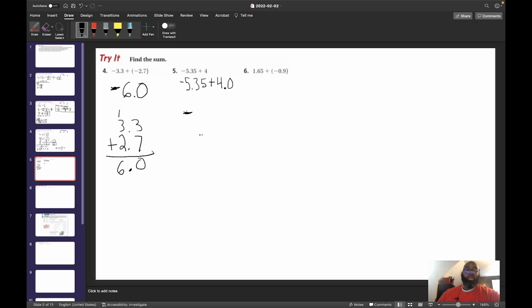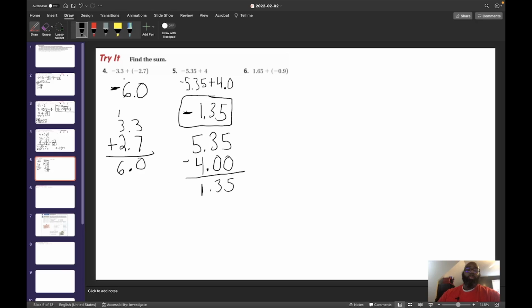So coming down here, we'll say 5.35, and then we're going to subtract. We have to line the decimals up: 4.0, and we can add another 0 there. 5 minus 0 is 5. 3 minus 0 is 3. 5 minus 4 is 1. So the answer is negative 1.35. And we said negative 6.0 was the answer there.